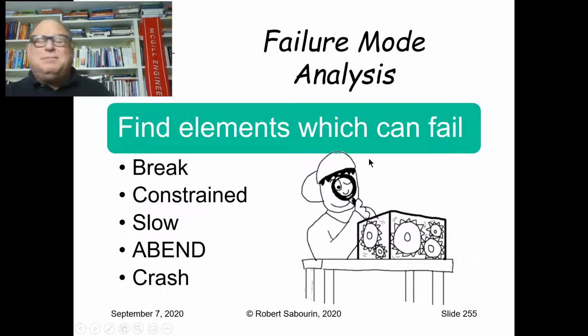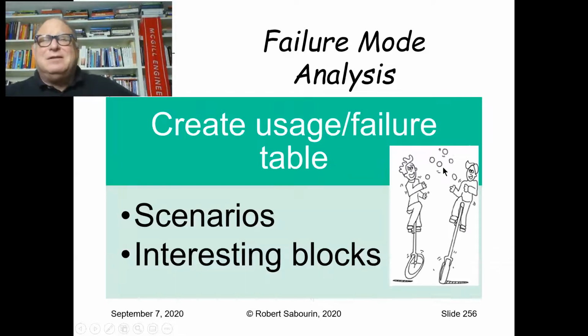We look at elements, maybe also with a history, saying, aha, this does crash frequently, or this is insensitive to corrupt data, not resilient. So we find elements which can fail. Almost all of them can fail, by the way, so it's not tricky. We create the usage failure table with the interesting blocks.